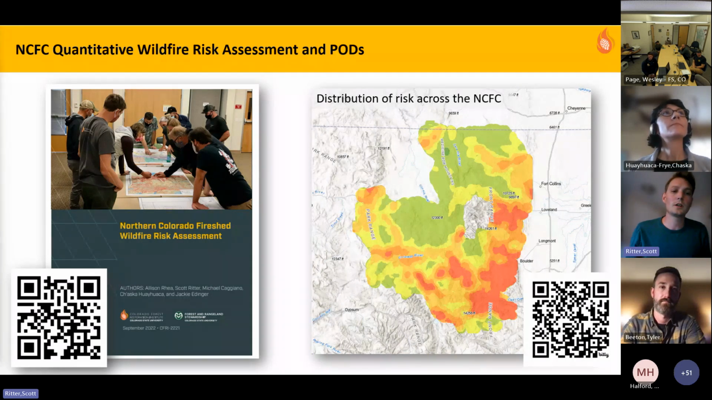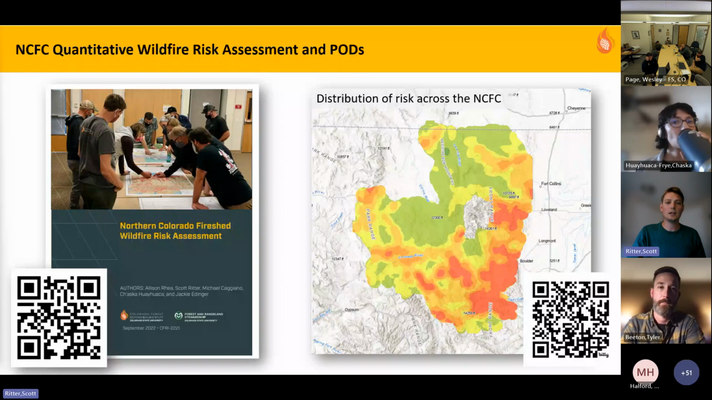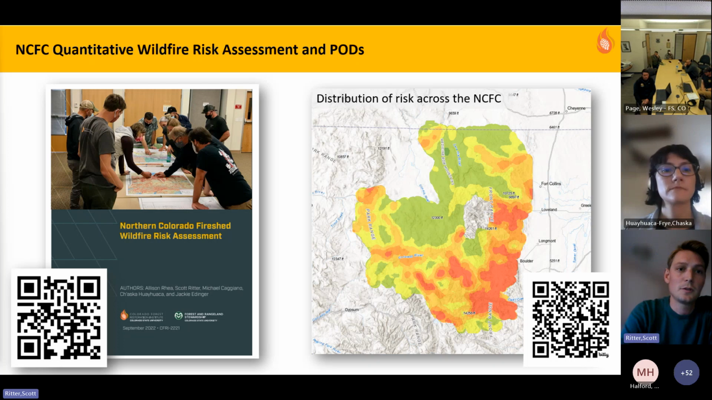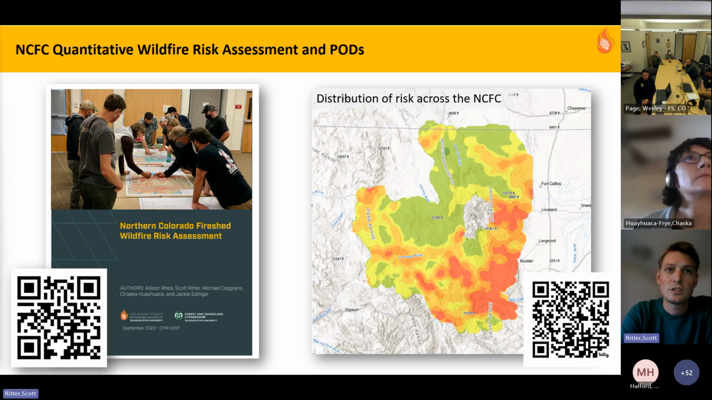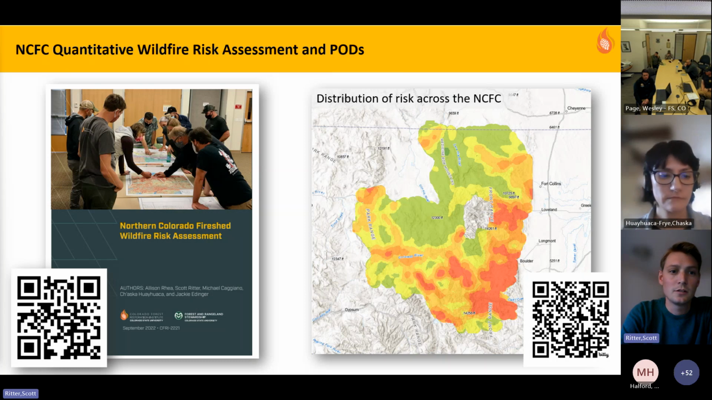All right, so we're going to go through some examples, as I mentioned, related to the Northern Colorado fireshed, and how some different ongoing processes can be integrated with pods. To start off, just a little context on this risk assessment that the Colorado Forest Restoration Institute, in collaboration with the National Forest and the fireshed, went through over the last couple of years.